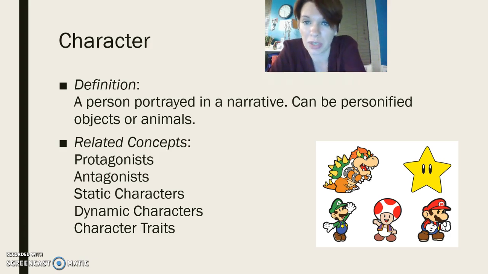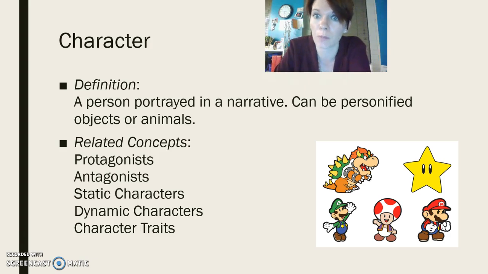Static characters and dynamic characters. Static characters stay the same throughout the story. Dynamic characters change. So what happens in the story affects the character and changes the character. So Peach, in some versions of Super Mario Brothers, changes as the story goes on. She starts as kind of this damsel in distress, but then she figures out she can rescue herself in some versions of the game. So she's a dynamic character. She changes as the story goes on.